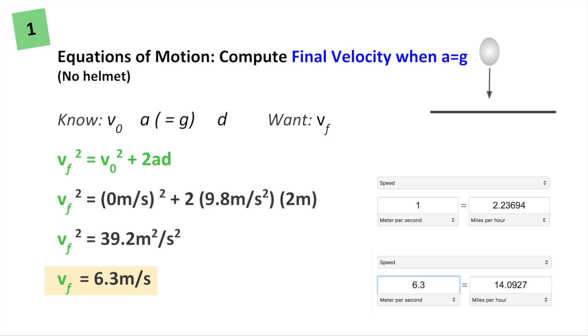Now for comparison, let's take a look at what meters per second looks like in terms of miles per hour. If 1 meter per second is 2.2 miles per hour, then 6.3 meters per second would be about 14 miles per hour.